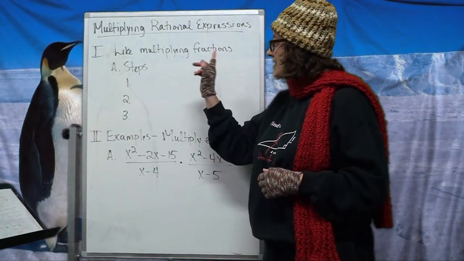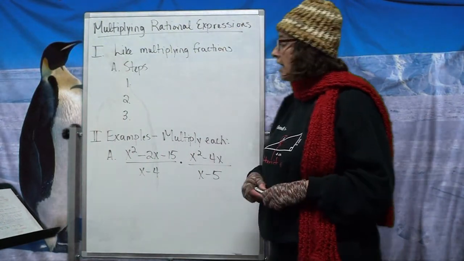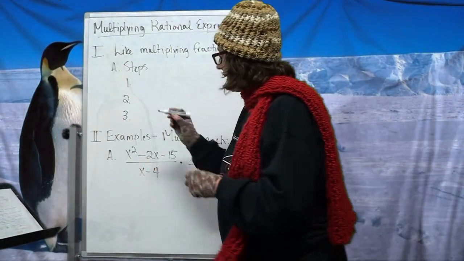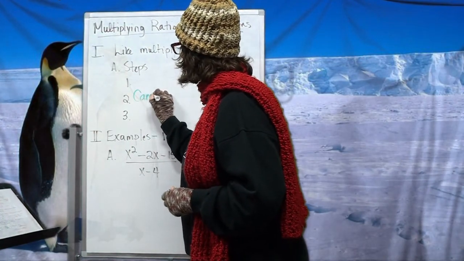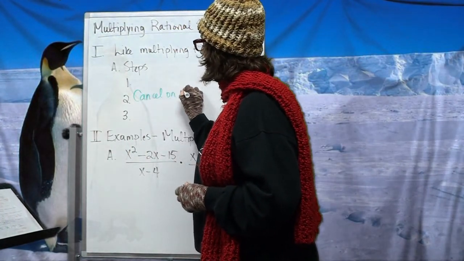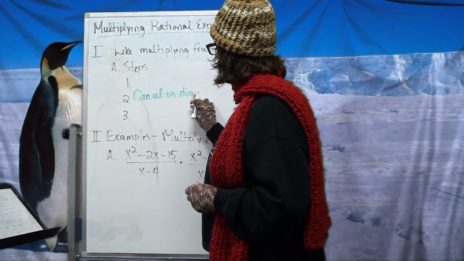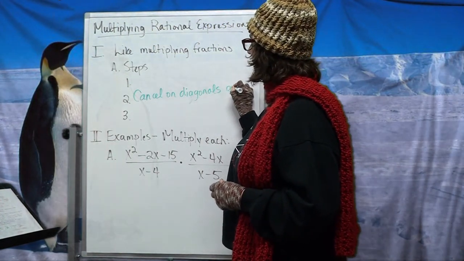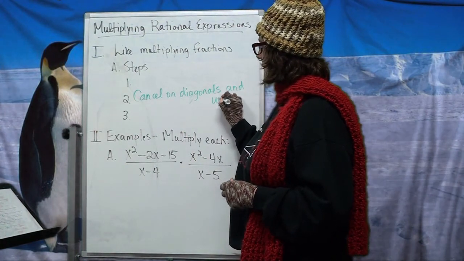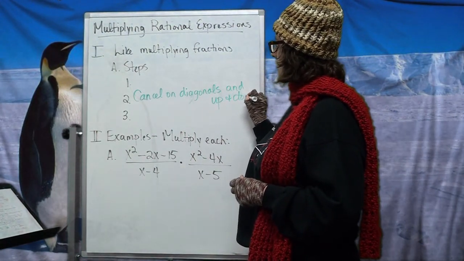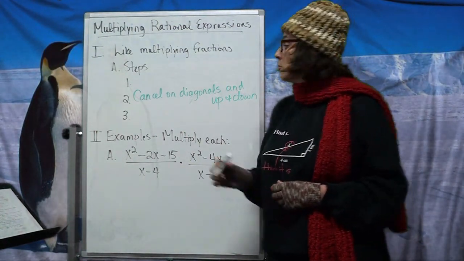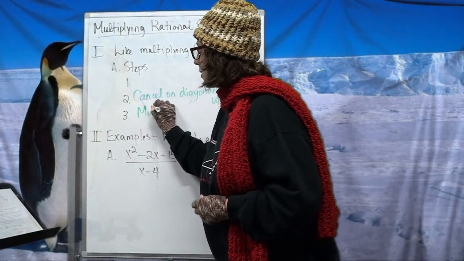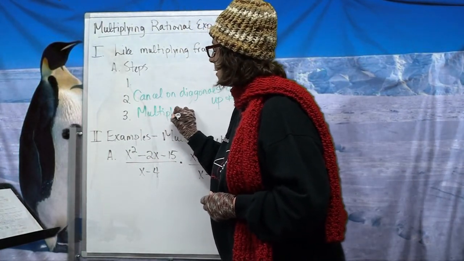So, the steps then for multiplying those fractions are that you cancel on those diagonals, and up and down. Very important that you cancel up and down as well. And then you multiply across. Across that numerator, across that denominator.